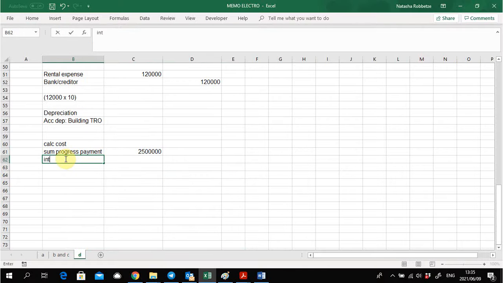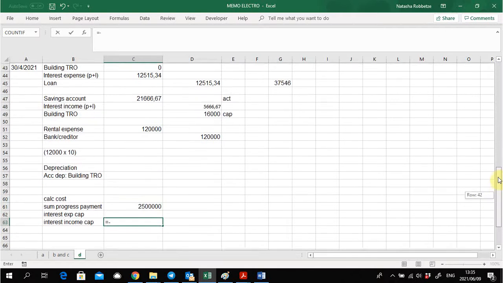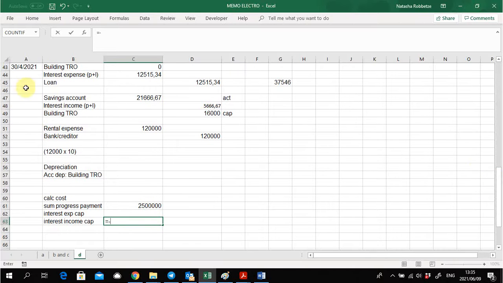Right, then we have our interest expense that was capitalized, and then also we have our interest income that was capitalized. So for the interest income, it's going to be a negative because it makes the carrying value of the cost lesser. And I believe the interest income was 16,000 that we had to capitalize.